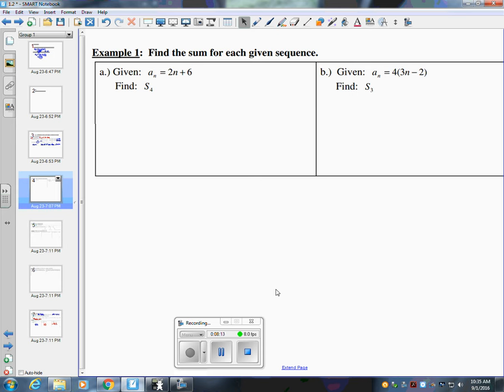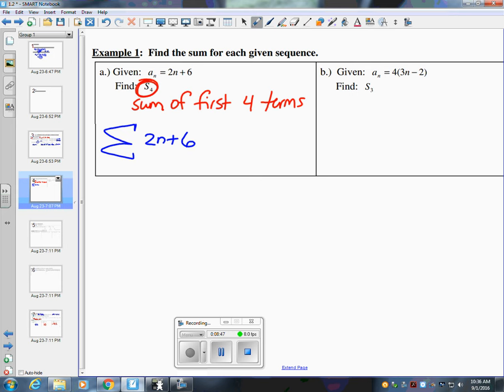Okay. This is another way they present it. Find S sub 4. S stands for the sum, okay? This is the formula. This means the sum of the first 4 terms. So that subscript S is the sum of the first 4 terms. So another way you could write it, which you don't have to, I just want to show you, is to write the 2n plus 6 out to the side.